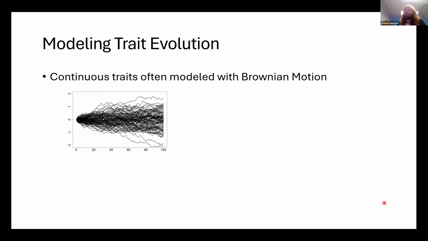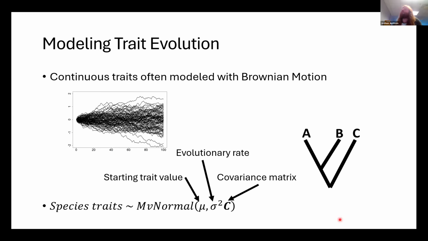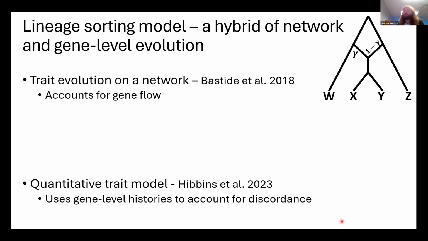First, we might want to think about how we might model trait evolution. Continuous traits are often modeled with Brownian motion. This can act as a null model for trait evolution. When it comes to the distribution of traits, we can think of that as a multivariate normal distribution with associated parameters that represent the starting trait value at the root of the phylogeny, the evolutionary rate, and lastly, the covariance matrix that represents the shared ancestry between species. When I talk about various trait evolution models, I'm going to be primarily focusing on how this covariance matrix is computed.